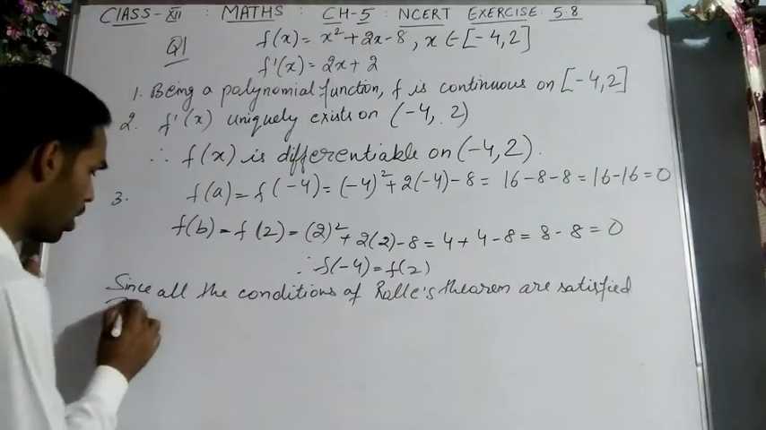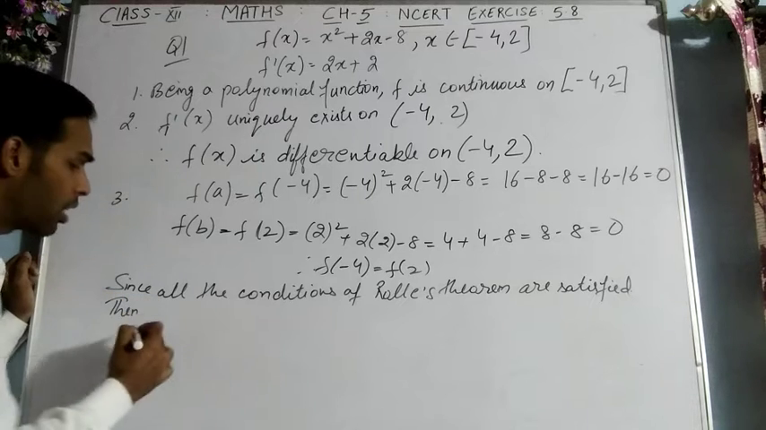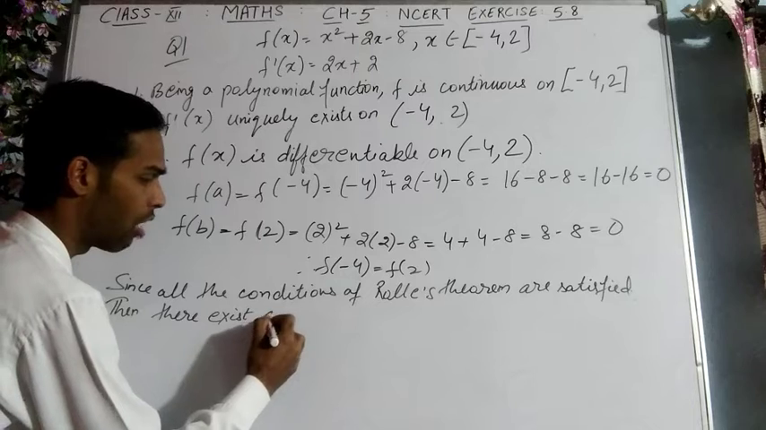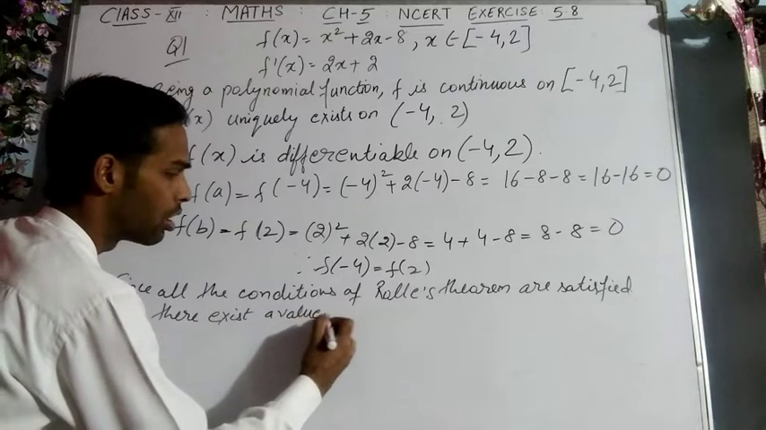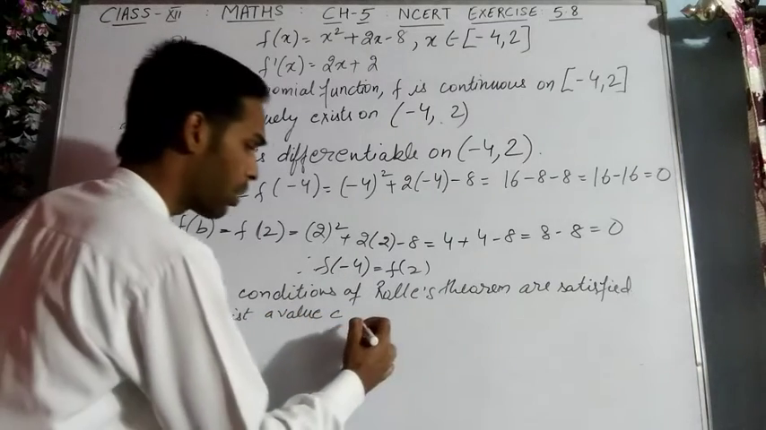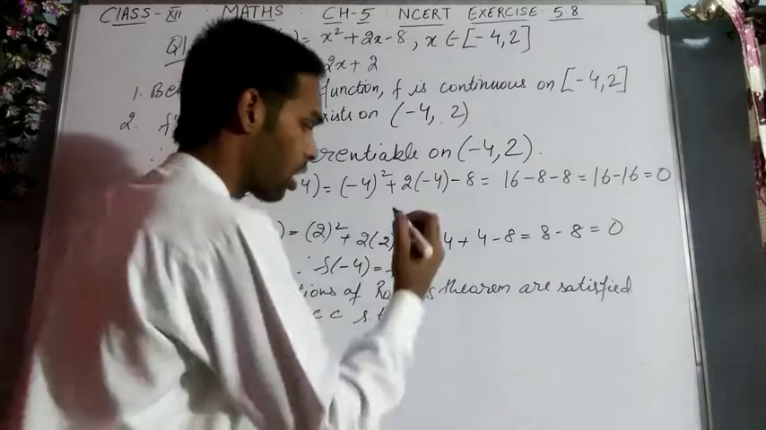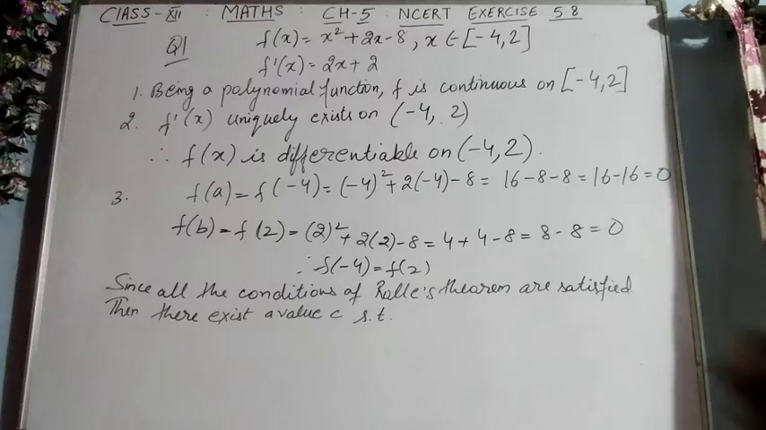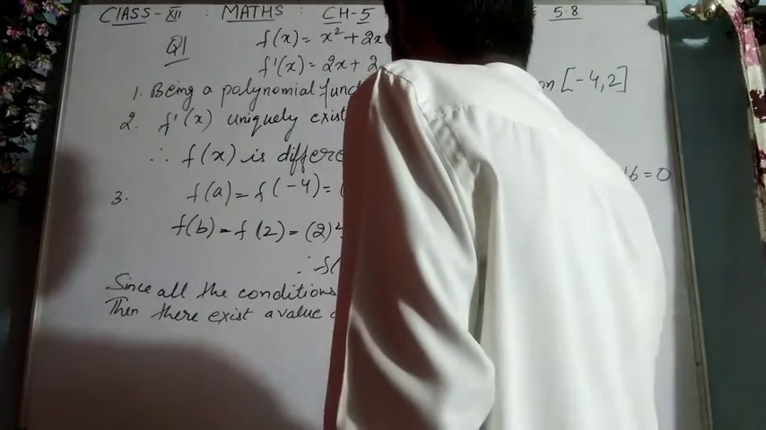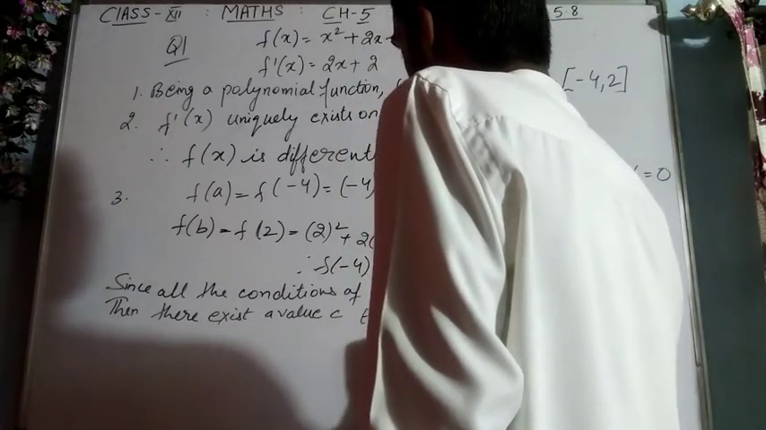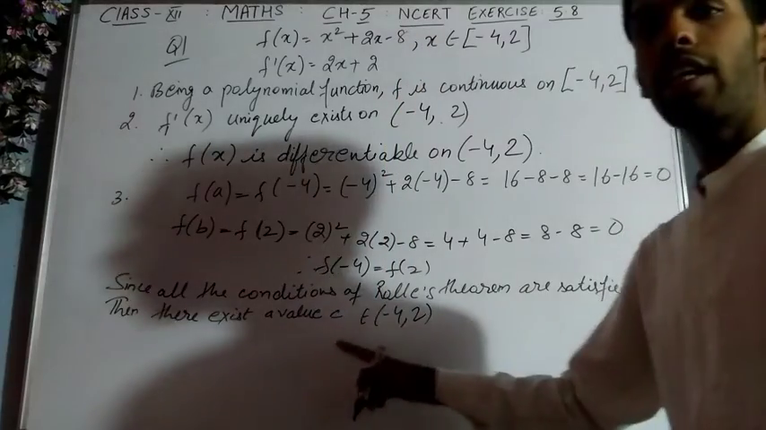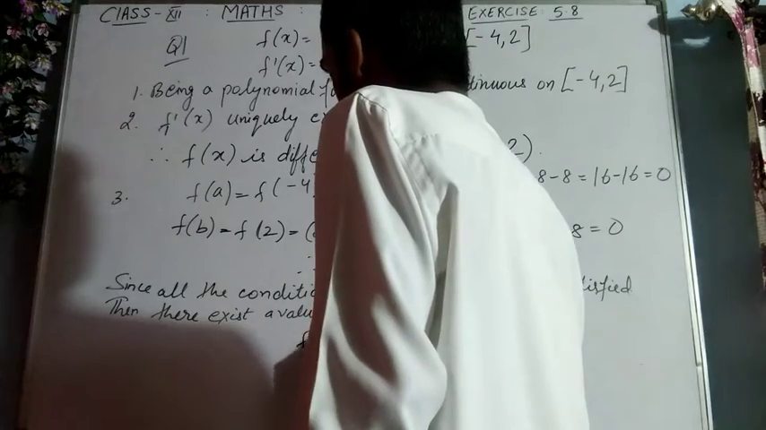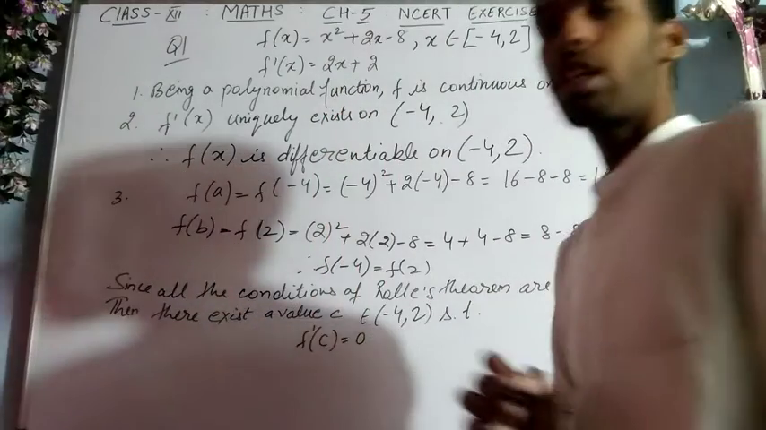देन कंडीशंस इन थ्योरम के आगे स्टेटमेंट क्या थी? Then there exist a value c such that, क्या स्टेटमेंट था स्टूडेंट्स आपके पास रोल्स थ्योरम में? देन देयर एग्जिस्ट a value c which belongs to minus 4 to 2, जो इनके बीच में वैल्यू एग्जिस्ट करेगी, such that f dash c is equals to 0.